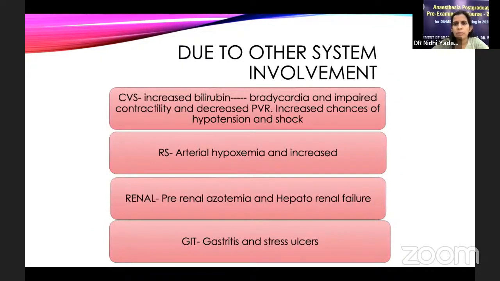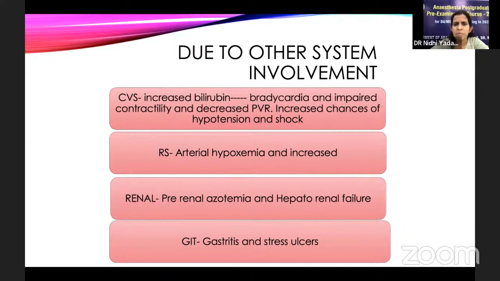Concerns due to the particular disease on other system involvement. In the cardiovascular system, with increased bilirubin, bradycardia occurs, and there's impaired contractility and decreased peripheral vascular resistance, which leads to increased chances of hypotension and shock.